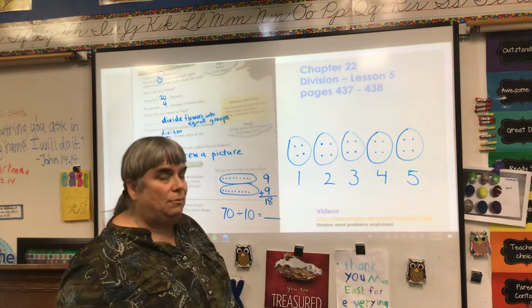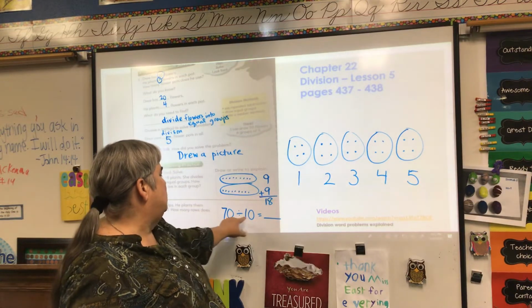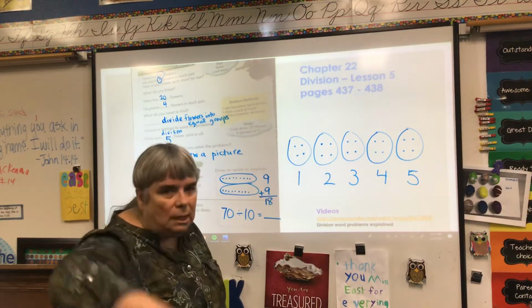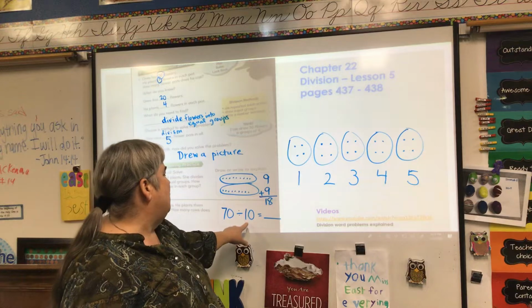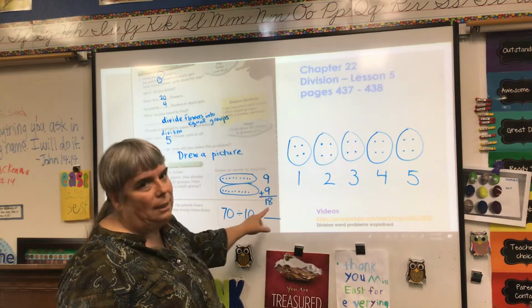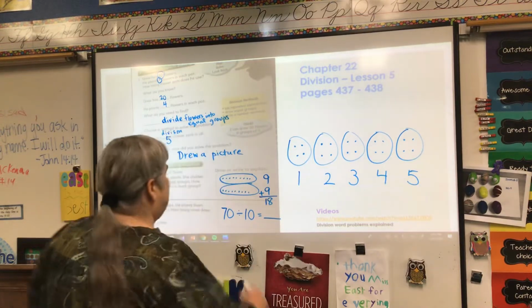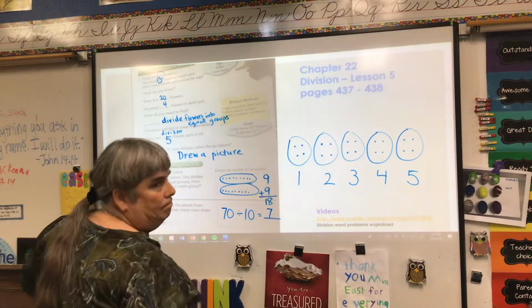I can also look at my division facts, and I can say 70 divided by 10 equals a certain number, or even easier, I can say 7 divided by 1 equals, and we call that a basic fact. 7 divided by 1 is 7.